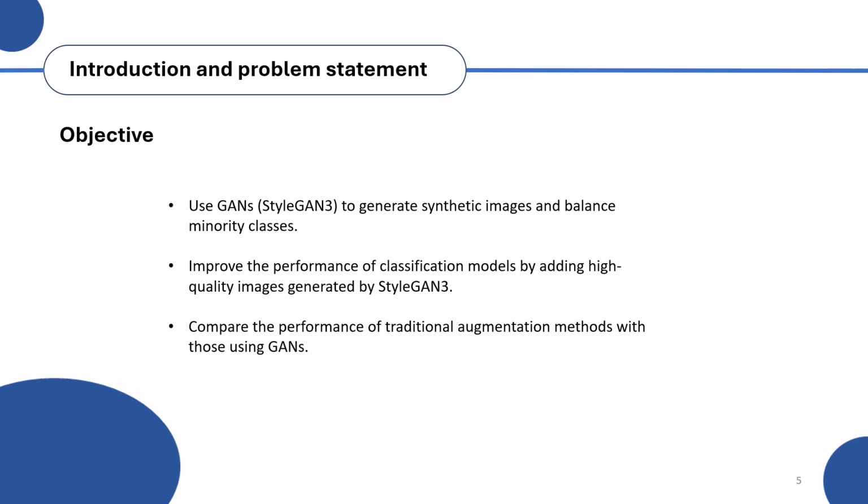Now, moving on to the objective of this project. Our goal is to generate synthetic images like this for minority classes using GANs, particularly StyleGAN3, in order to improve the performance of classification models.